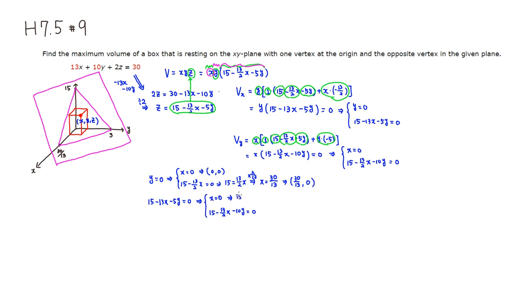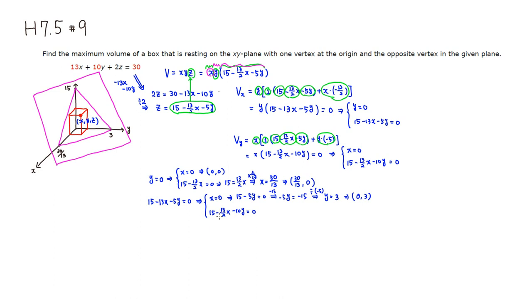So you have 15 minus 5y is equal to 0, since the x term is 0. Then we subtract 15, so you have negative 5y is equal to negative 15, and then divide through by negative 5 to get y equals 3. So we got the third critical point. In this case, x is 0 and y is 3, so (0, 3).